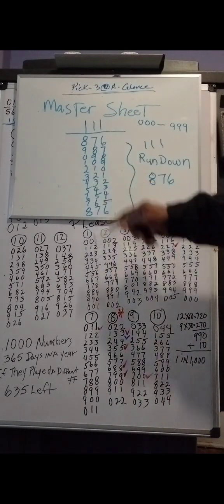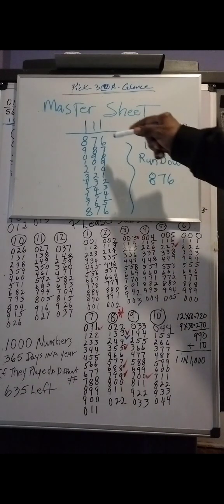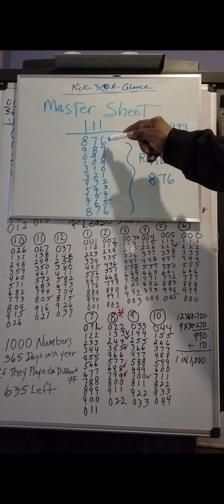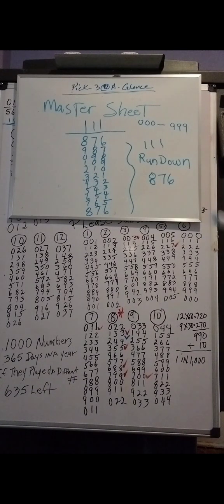So you just count straight down. Simple as that. That's why I use the 1-1 rundown, because it's the most effective. And like I said, 876 is, say it was the winning number that came in for that day. This is just an example.